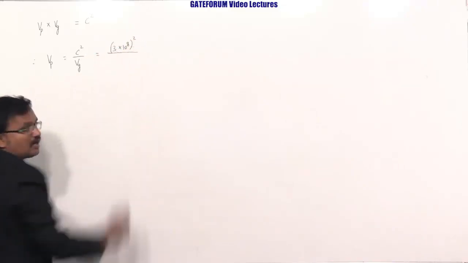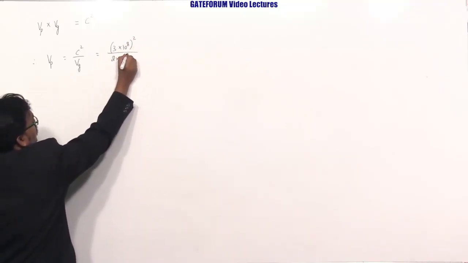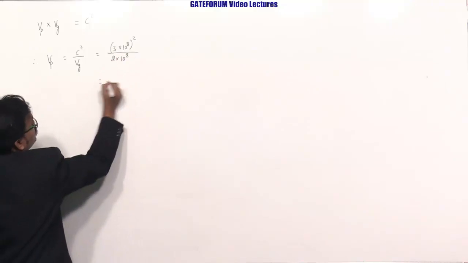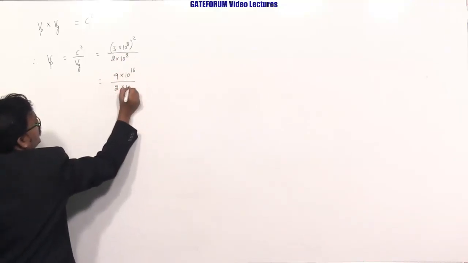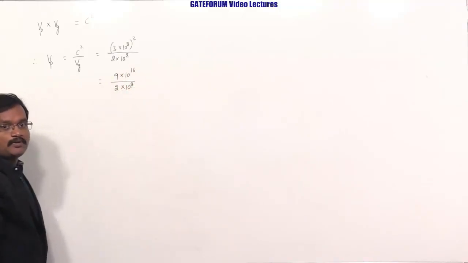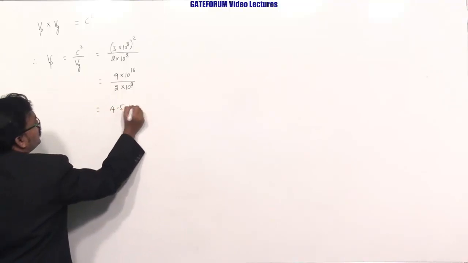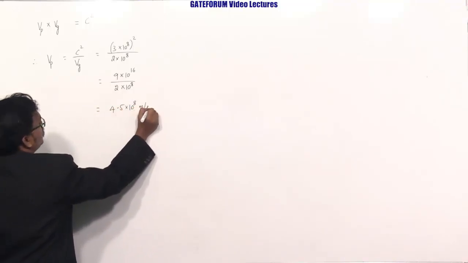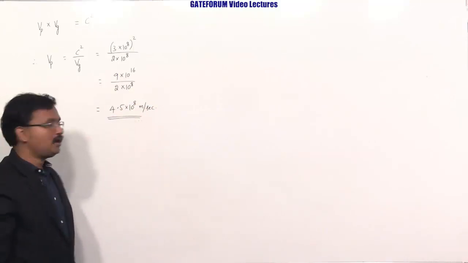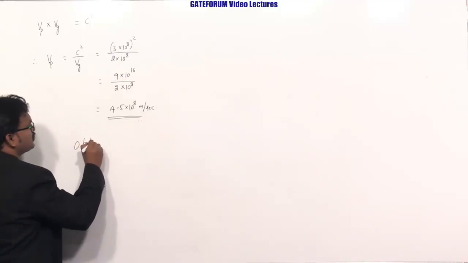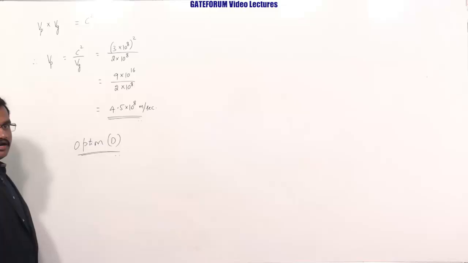They have given the group velocity as 2 into 10 to the power of 8. So you are going to get 9 into 10 power 16 divided by 2 into 10 power 8. If you do this, you are going to get 4.5 into 10 to the power of 8 meters per second. Hence option D is correct. This is the end of this question.